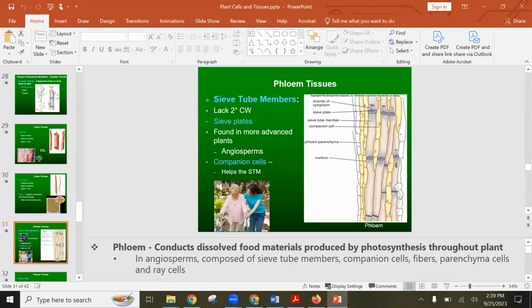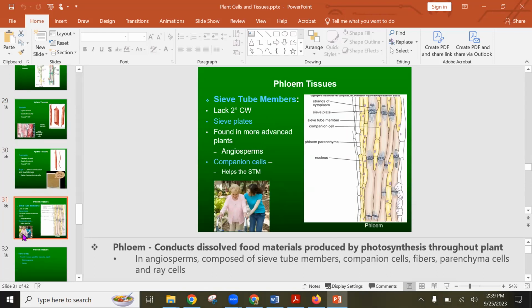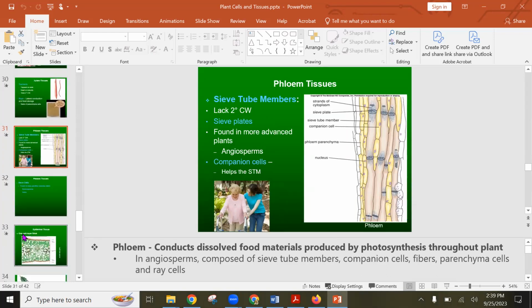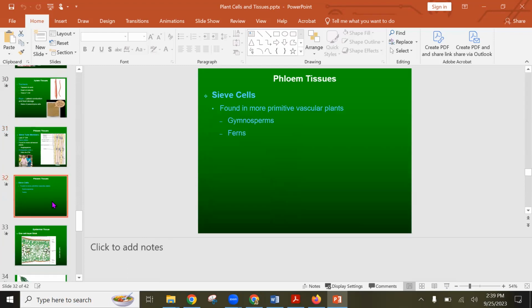And then with phloem, we're looking at the sieve tube members or sieve tube elements, same thing. And then they have a neighboring companion cell. It's a one-to-one relationship. For every sieve tube member, there's a companion cell right next to it to help out. And so that's in the angiosperms. We know a lot more about sieve tube members than we do about the sieve cells, which are found in gymnosperms and ferns. The seedless vascular plants have sieve cells. And we don't know a whole lot about them, but that's the other type.